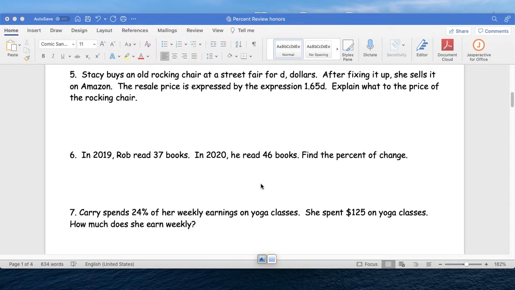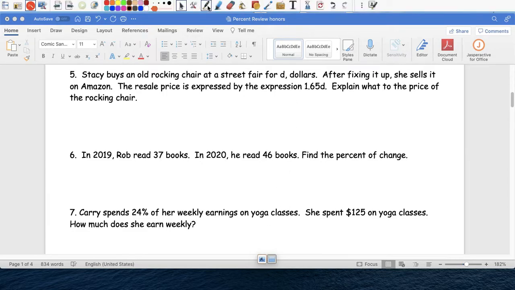Number 5. Stacy buys a rocking chair. She buys a rocking chair for this amount of money, $D. After fixing it up, she sells it on Amazon. Good girl, make some money. And the resale price of the expression is $165D. Sorry, I forgot to draw the bar model. She goes to a street fair, and she pays this much, $D. Whatever that is, $5, $100, $50, doesn't matter. That's what's written. So she's going to pay for that.